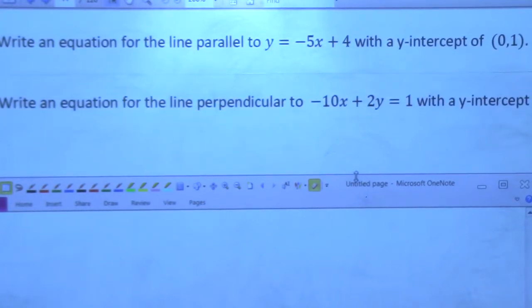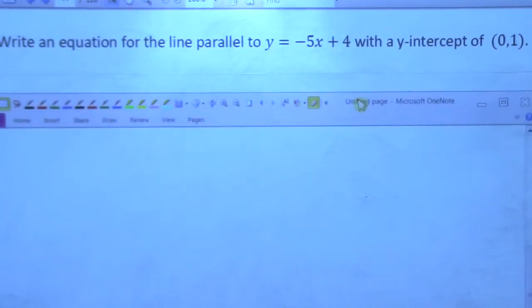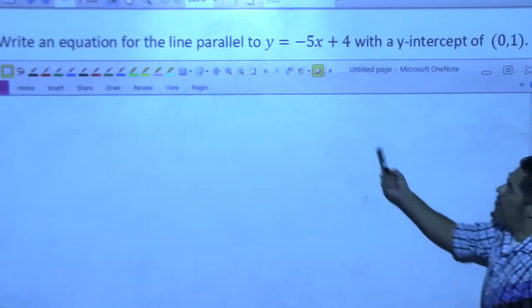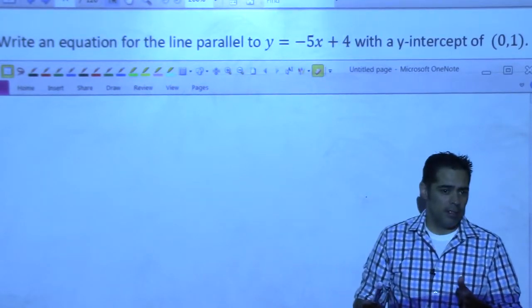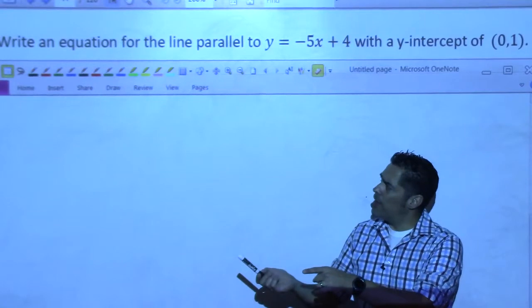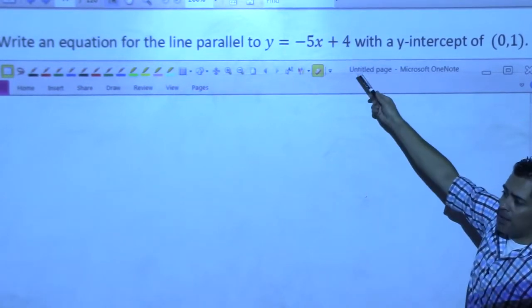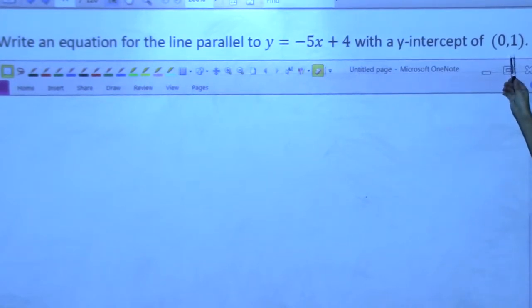Let's look at number 7. This problem is really kind of different than anything we've done up to this point. It says, write the equation for the line that's parallel to that line with the y-intercept of 0, 1. All right. So they give us a line, right? And we're trying to find what? The equation of a line, right? The equation of a line that's parallel to that line, but has a y-intercept of 0, 1.